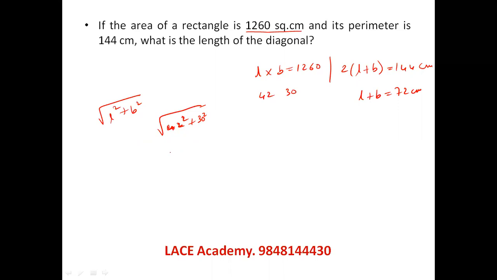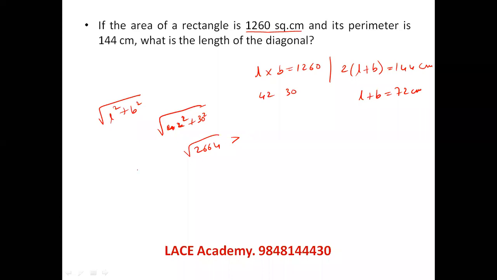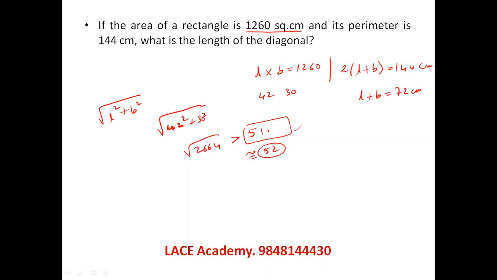So what is 42 square? Nearly 40 square is 1600. So 42 square is 1600 plus 2AB, 160, plus B square. So 1764 plus 900. So it is 2664. So 2664 should be greater than 50 square, even 51 square also. So 51 point something should be your answer. You can approximate it to 52. So any answer which is in between 51 or 52 can be taken as answer. Right. Now let us see the next question.